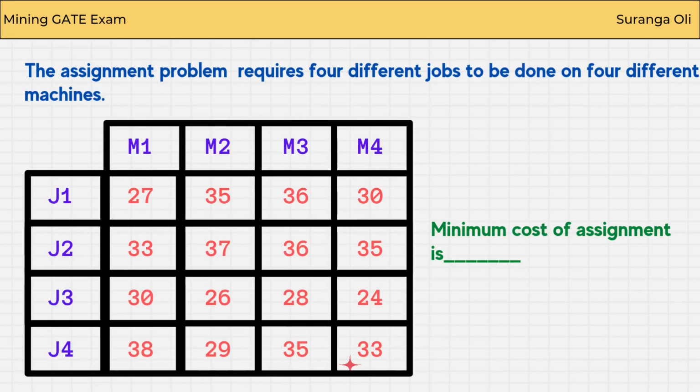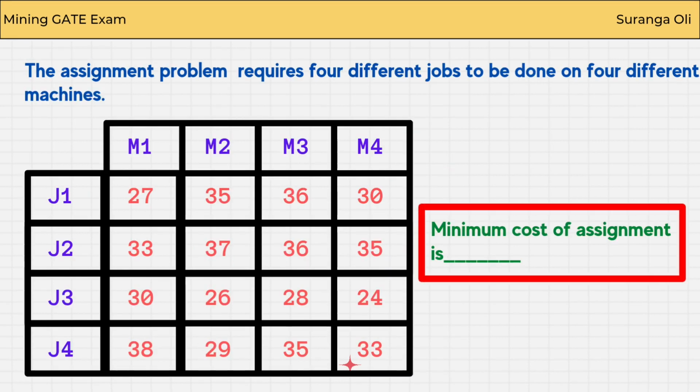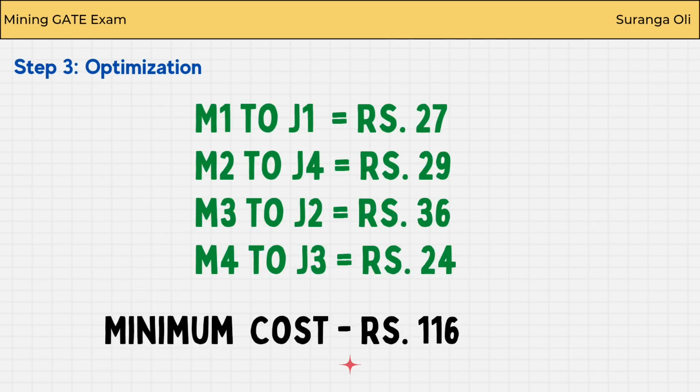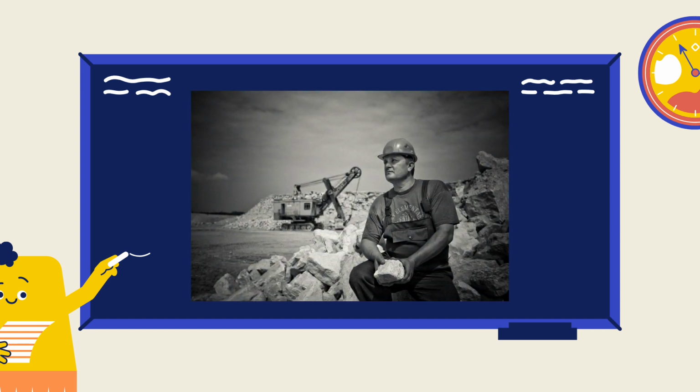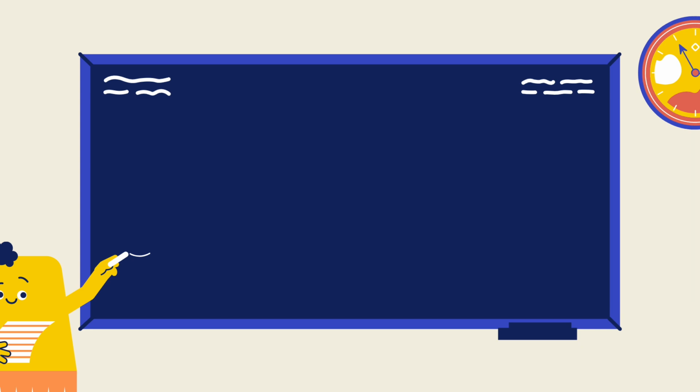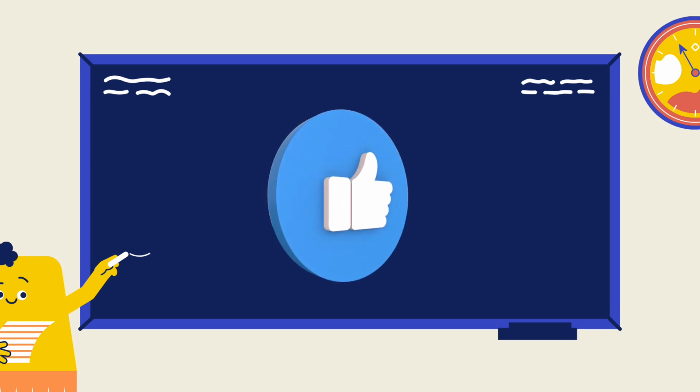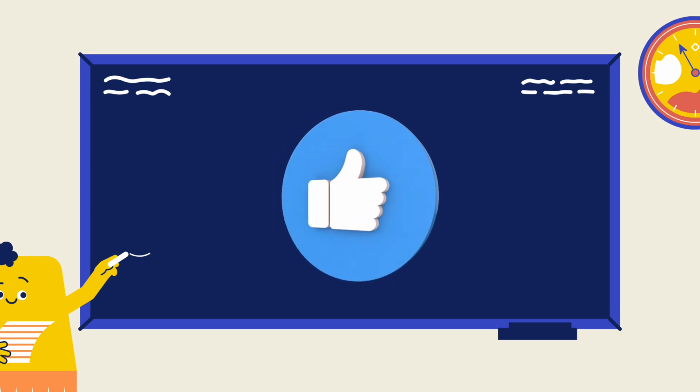According to the question, they have asked what the minimum cost of assignment is. The minimum cost of assignment is the summation of all the machines and their jobs, which we get as rupees 116. Instead of analyzing this problem in the normal way, we have analyzed it in the form of a mining engineer. Hope you are able to understand this problem easily.